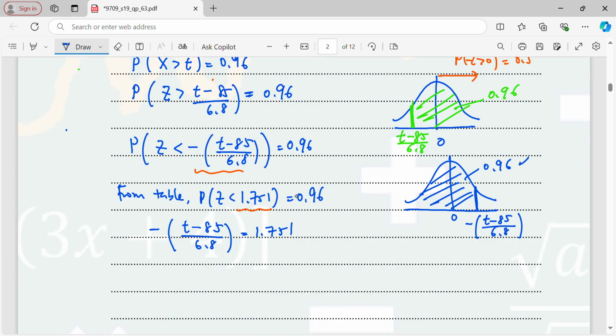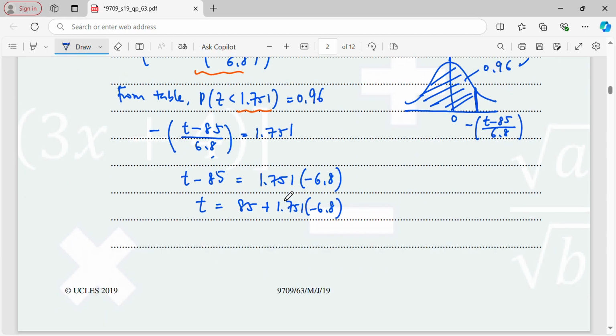Now to get the t, the negative 6.8 will be moved to the other side. So I will write t minus 8.5 equals 1.751 multiplied by negative 6.8. Then here I will move the minus 8... it is not minus 8.5, it is minus 85. So I will move the minus 85 to the right side and do the calculation at the same time.